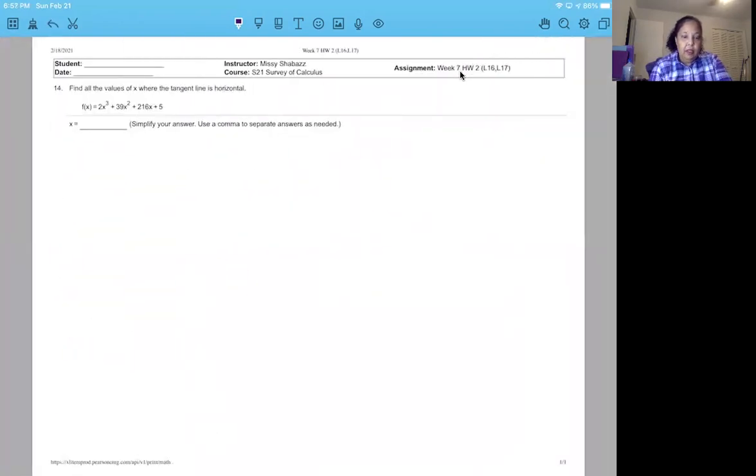All right. Number 14 says find all values of x where the tangent line is horizontal. So when the tangent line is horizontal, lines have slope 0. So what I need to do is take the derivative and set it equal to 0. So f prime of x: bring down the 3, multiply by 2, and that gives me 6. Subtract 1 from 3, and that gives me 2. Bring down the 2, and I get 39 times 2, 78. The derivative of 216x is 216, and the derivative of 5 is just 0.